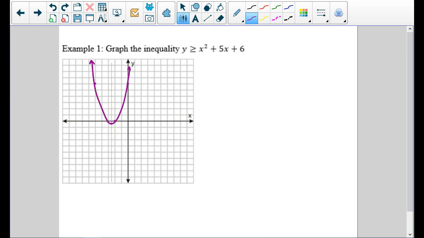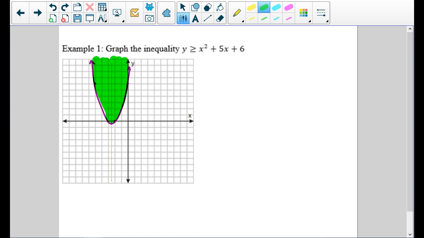Okay, so it is greater than or equal to, so we're going to use a solid line. Solid line. And then where do I need to shade? Well, y is greater than. So here's my y. Greater than would be inside this graph.